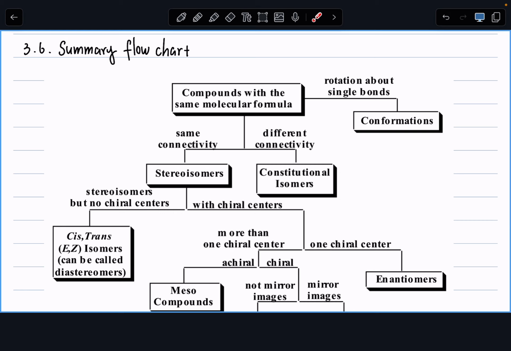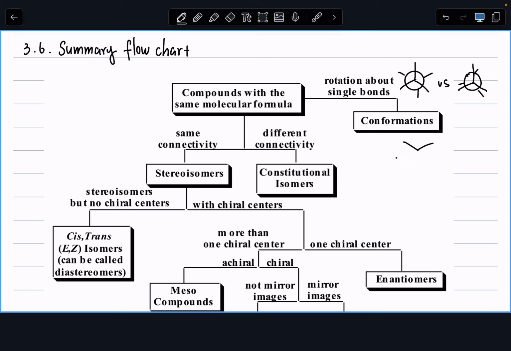You can have rotation of the single bond. You can have the staggered versus eclipsed conformation, so Newman projection. So you can have staggered versus eclipsed. Right, so that's your Newman projection. Or when we're talking about the chair conformation, you can have ring flip of different chair conformations.